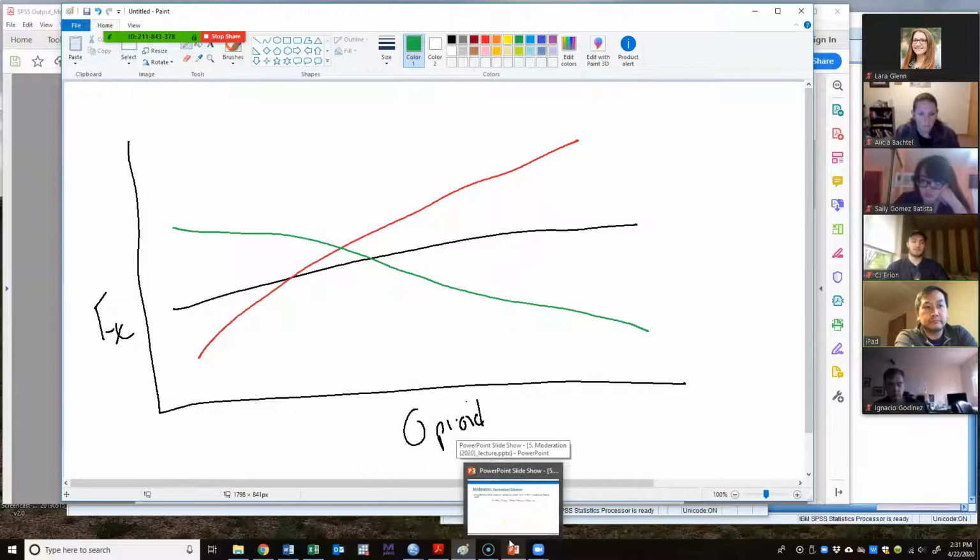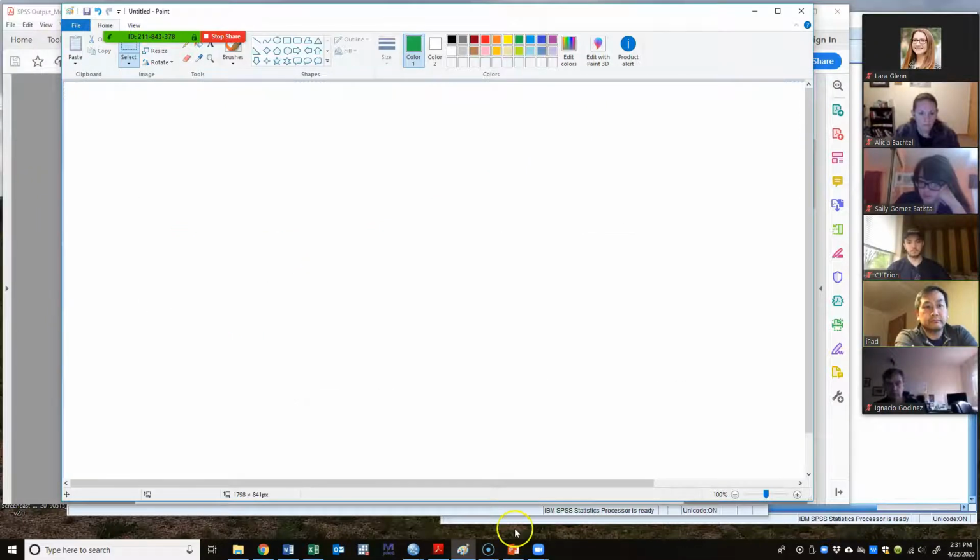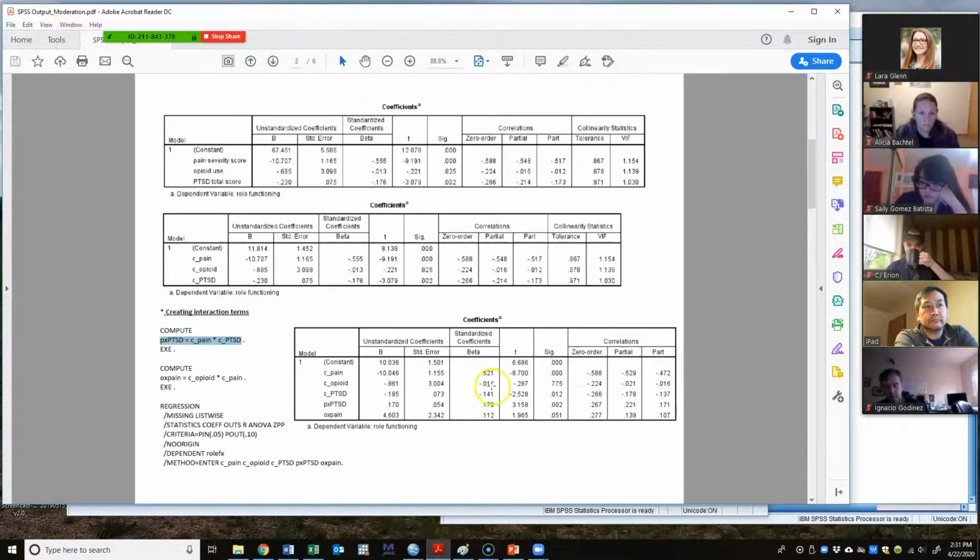So with this effect the way it is, it's probably going to be easier to talk about a conditional effect of pain on functioning for people with and without opiate use, because holding opiate use and holding pain or PTSD constant at the mean and controlling for opiate use, we still have a conditional effect of pain here, right?